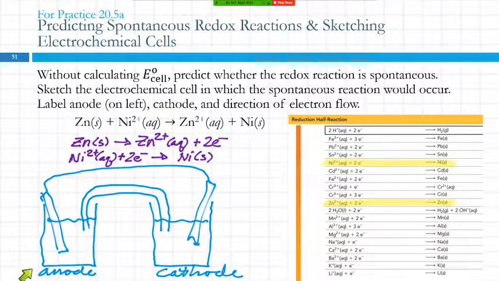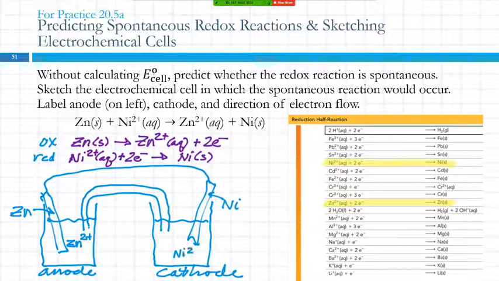The anode is where the oxidation occurs. So if I look at these, oxidation is loss of electrons. The zinc is the one being oxidized. So that tells me that this is the zinc electrode here, and there are zinc ions in solution. This is the reduction. It's happening as given in the table. It's gaining electrons, and so that's happening over here at the cathode. Here we have a nickel electrode and nickel ions in the solution.